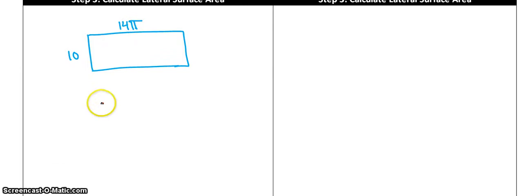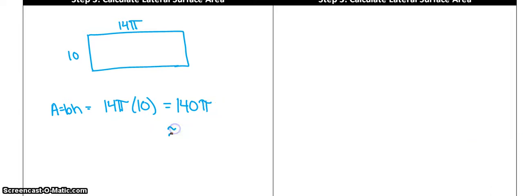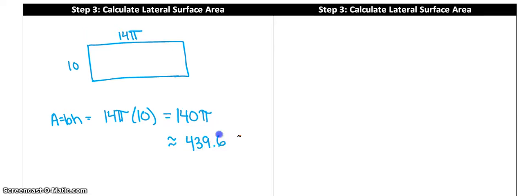In order to calculate the area of that, it's base times height. I can even write that down. Area equals base times height. So base is 14 pi, height is 10, which is 140 pi, if I want an exact answer. If I want an approximate, you can plug into your calculator 140 times 3.14, or better yet, use the pi key, which is approximately 439.6. Don't forget your units. In this case, it was centimeters. Since I'm talking about area, it's centimeters squared.